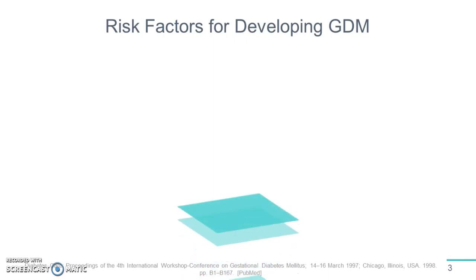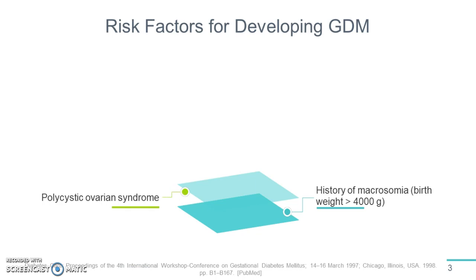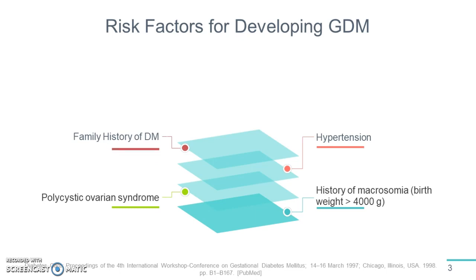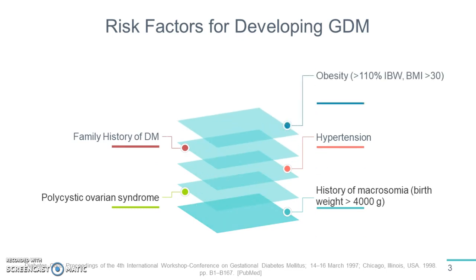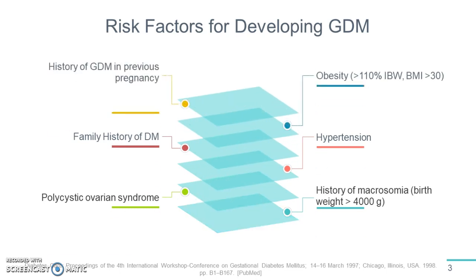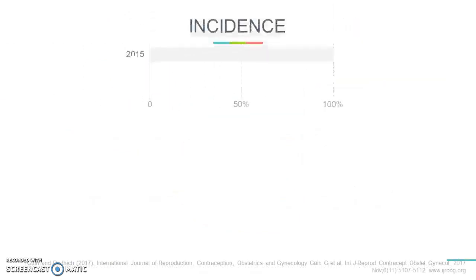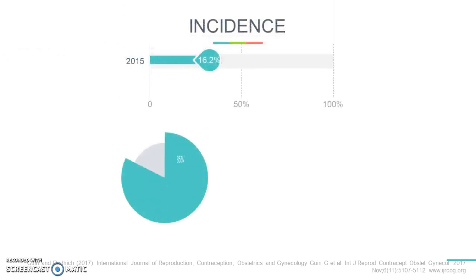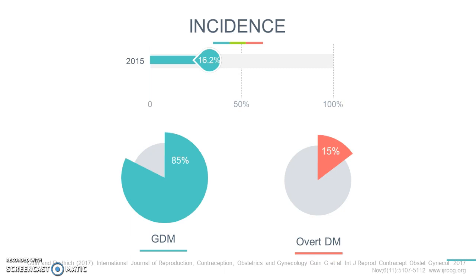Several risk factors are associated with the development of GDM. The most common risk factors include history of macrosomia, PCOS, hypertension, family history of diabetes, obesity, and history of GDM in previous pregnancy. Gowin and Danhich 2017 reported that in 2015, it is estimated that 20.9 million had some form of hyperglycemia in pregnancy. An estimated 85% were due to gestational diabetes and 15% due to diabetes detected prior to pregnancy.